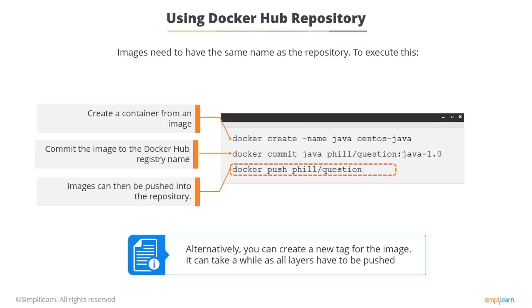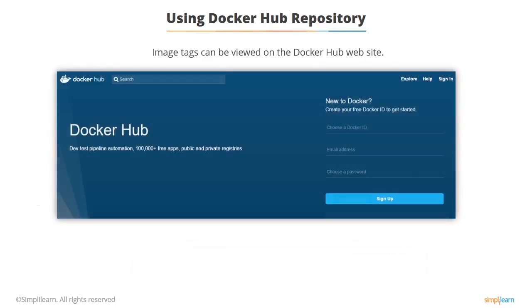And you can use the image tags as well when you use the Docker pull command. So you can pull your private image from the Docker Hub.